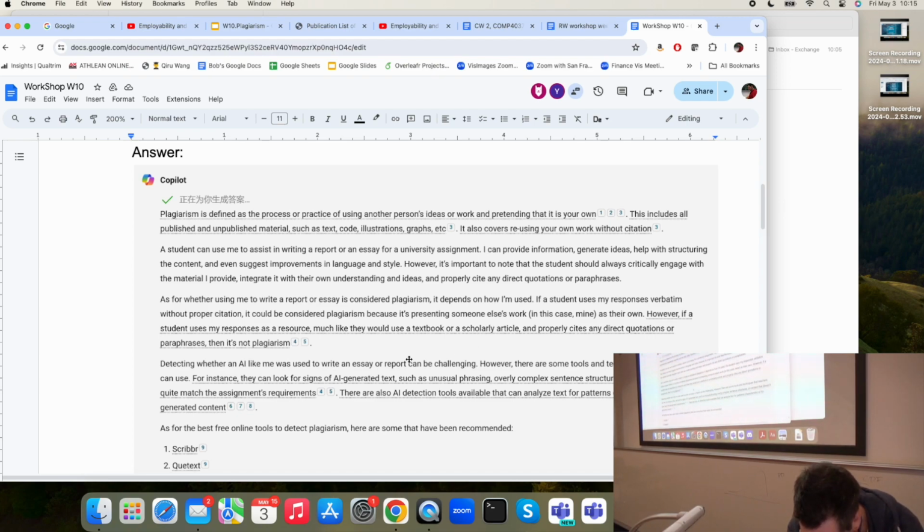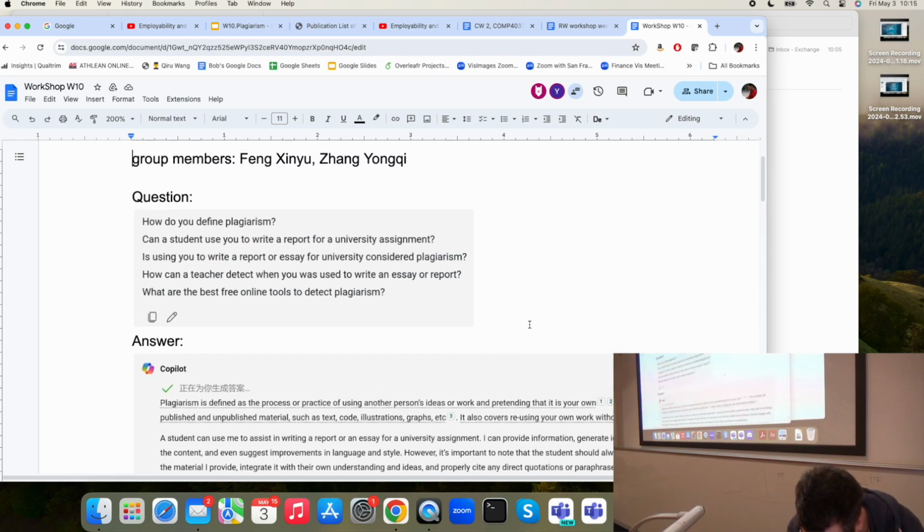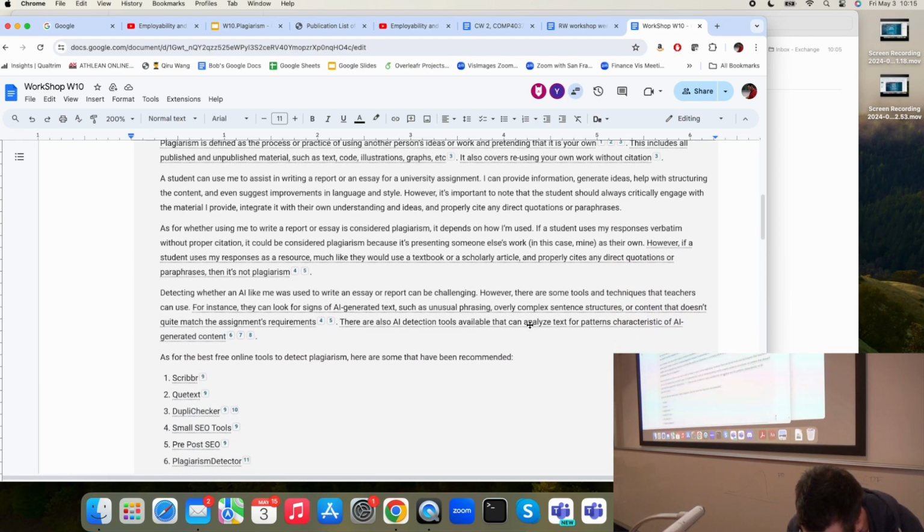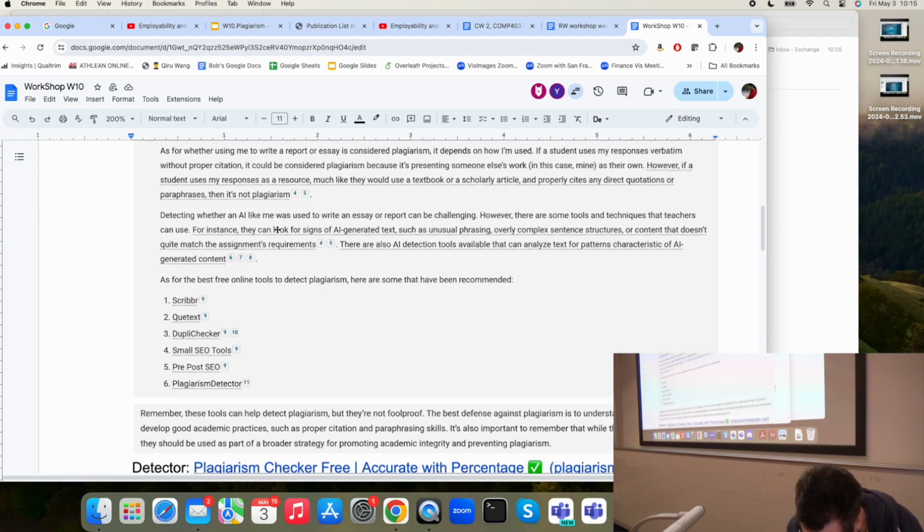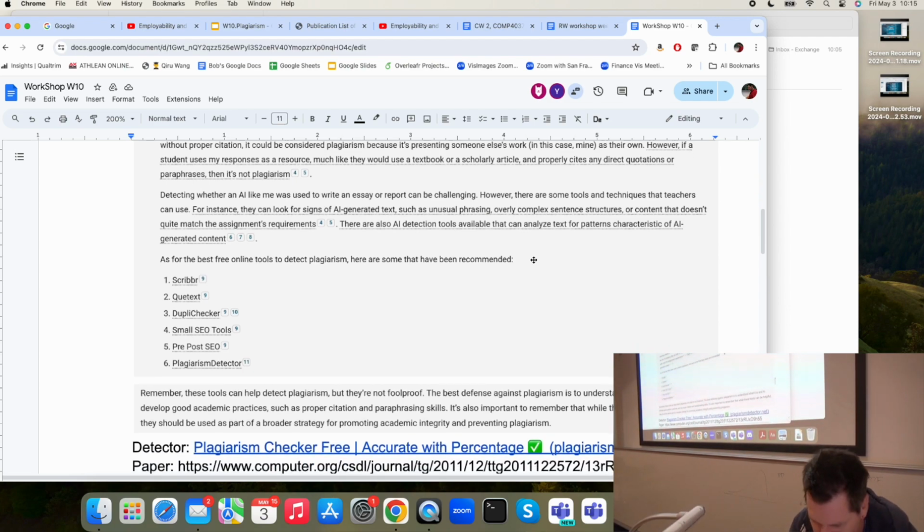However, if a student uses my response as a resource, okay, that seems fine. How can a teacher detect whether AI was used for an essay? It can be challenging. However, there are some tools and techniques that teachers can use: unusual phrasing, overly complex sentence structures, content that doesn't quite match the assignment's requirements, AI detection tools. Okay.